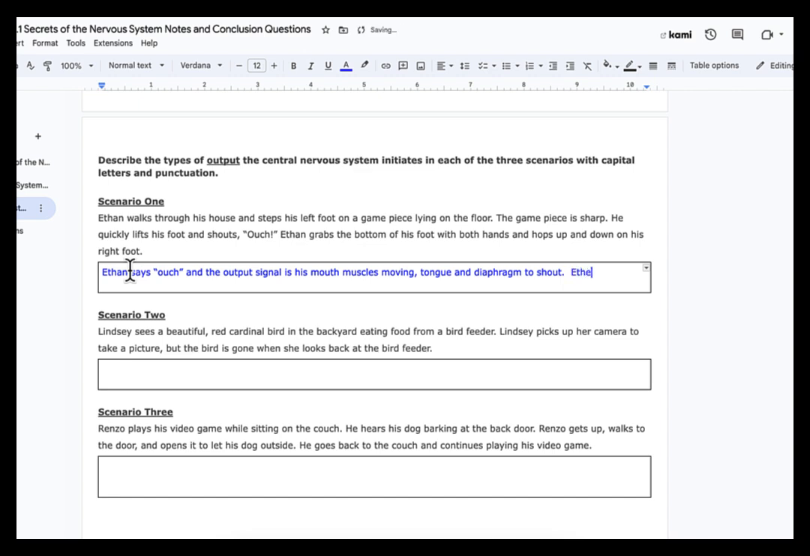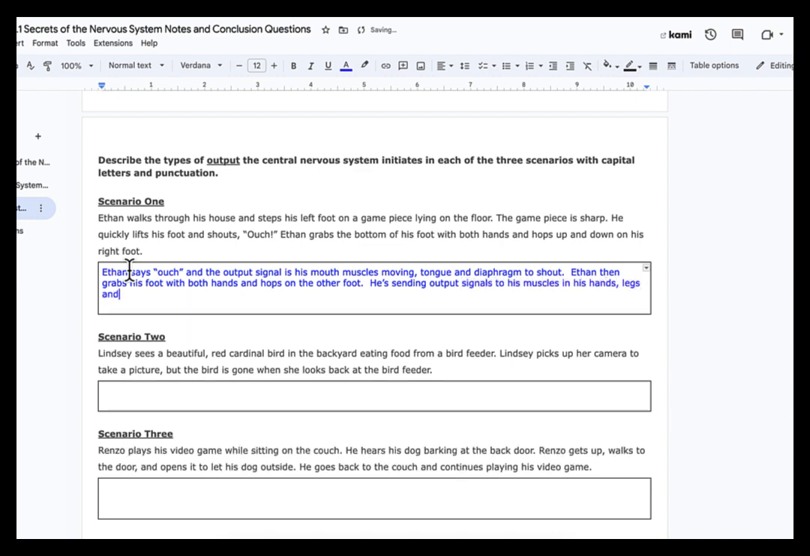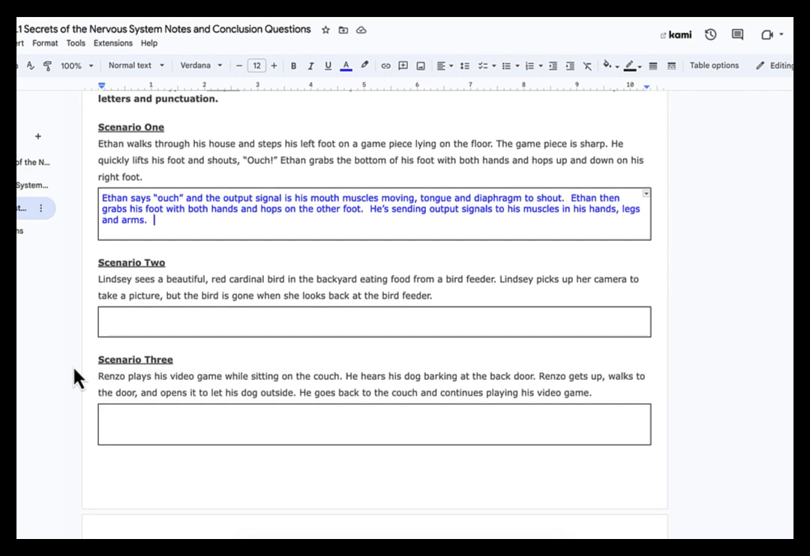Then we're going to say Ethan then grabs his foot with both hands and he hops on the other foot. Now, if we're talking about what is the output, what is the action that's happening? Well, he's sending output signals to his muscles in his hands, legs, and arms to be able to hop on one foot.